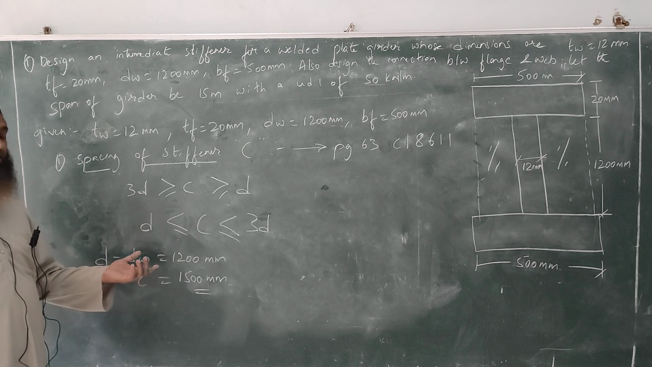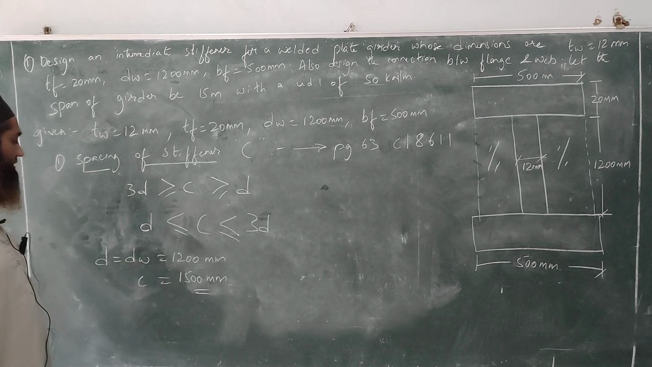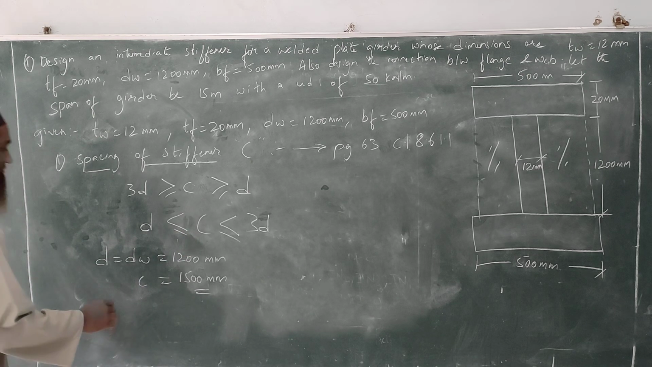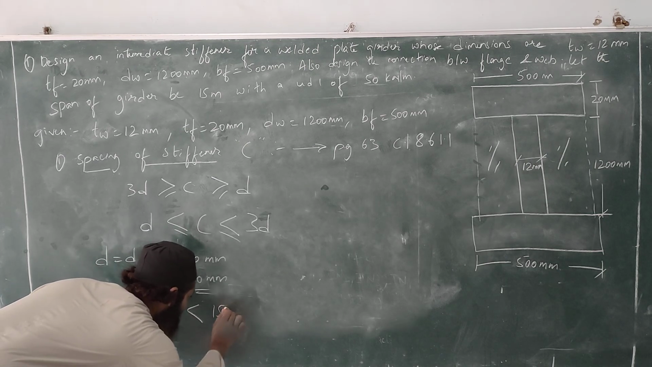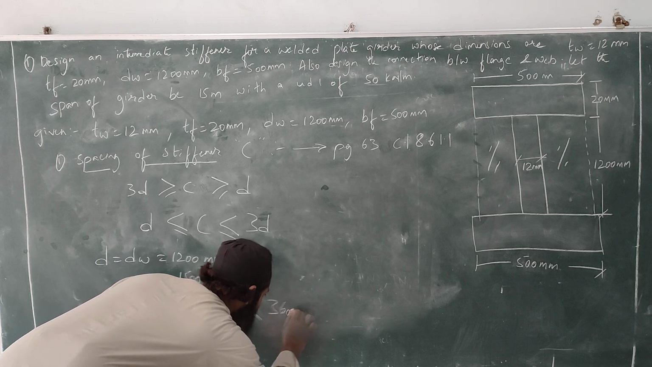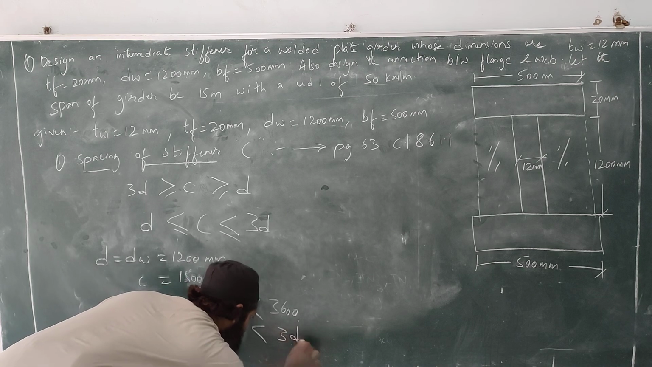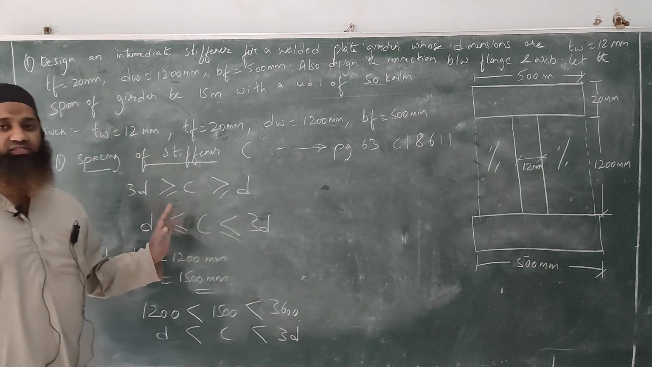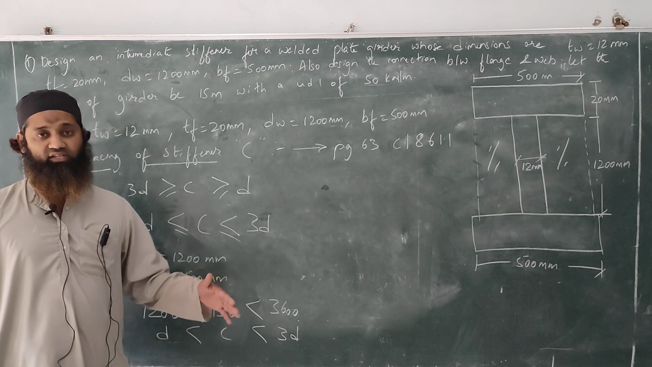How much should we increase? It should be greater than depth of the web. Depth of web is 1200 and this is 1500. I'll just write it here so you can understand. 1200 is less than 1500 and 1500 is less than 3600. D is less than C, C is less than 3D. So just understand this is the spacing of the stiffener. Hope this step is very clear. It is very simple. Next we'll see the next step.